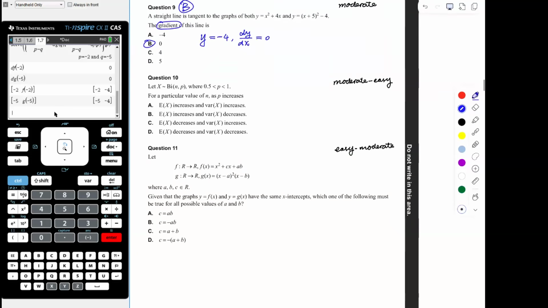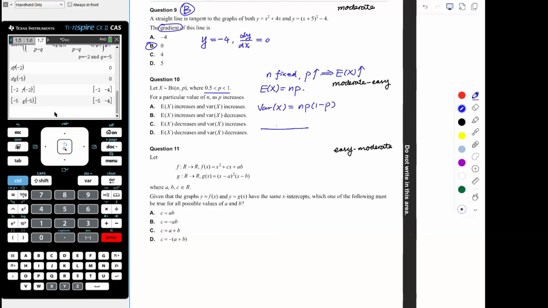Question 10, a binomial random variable. The expected value is going to be n times p. So if the n value is fixed, and the p-value is between 0.5 and 1, p increasing will result in the expected value increasing. The variance is n p times 1 minus p.